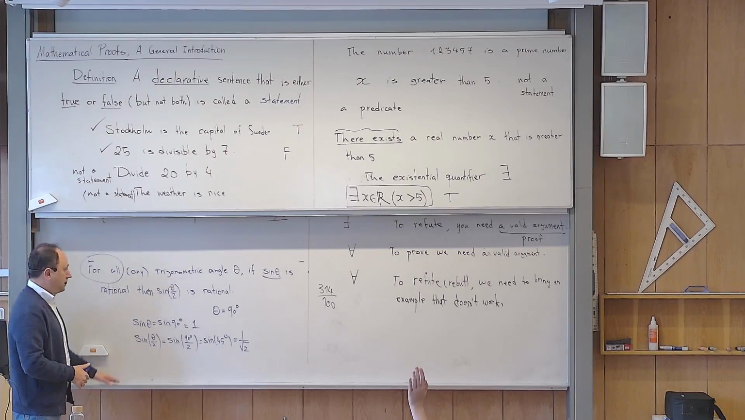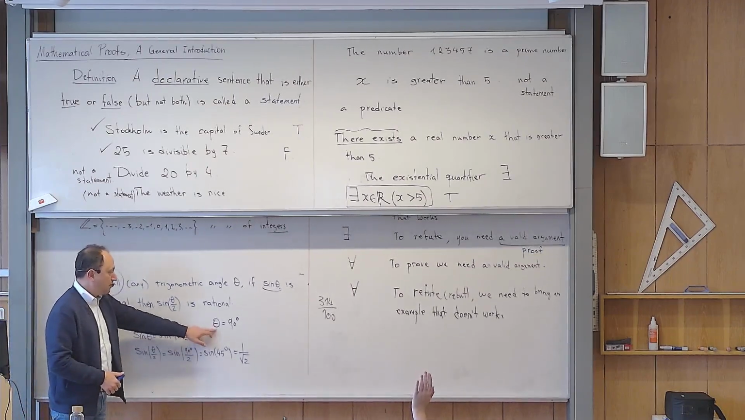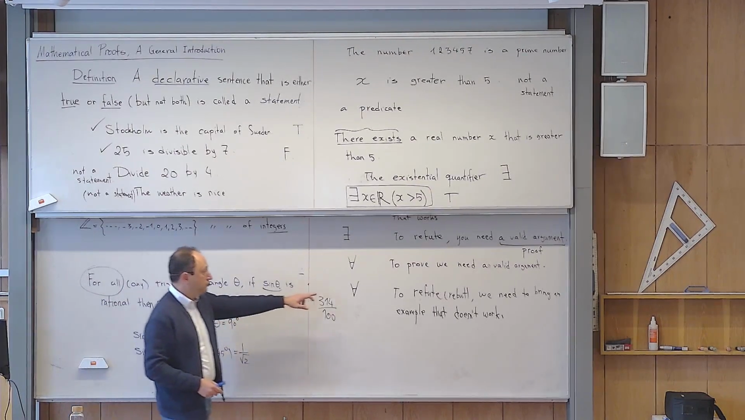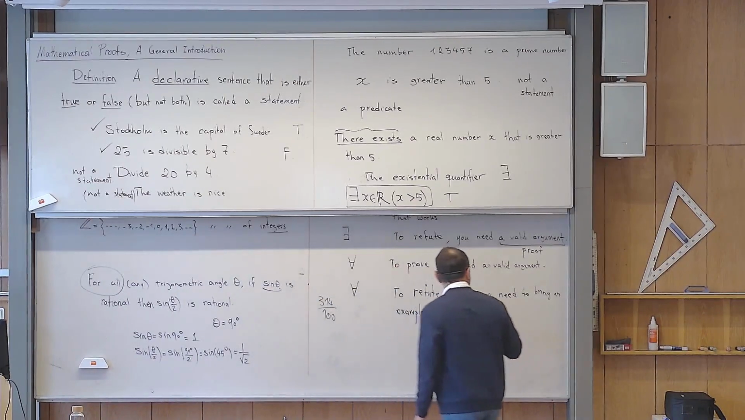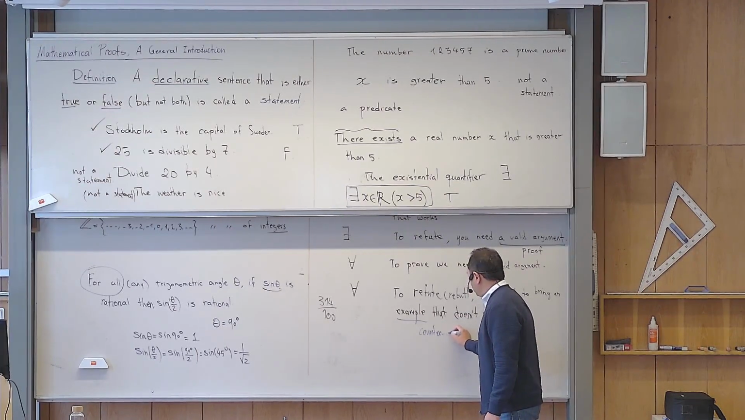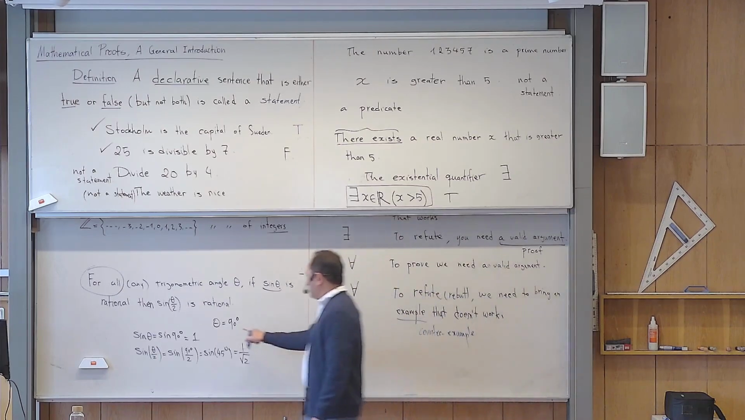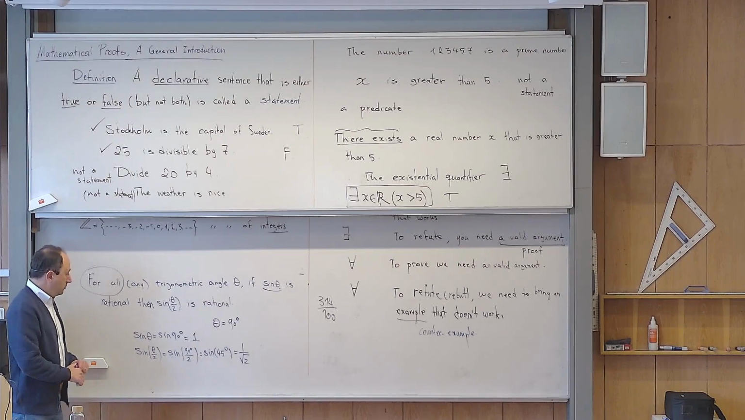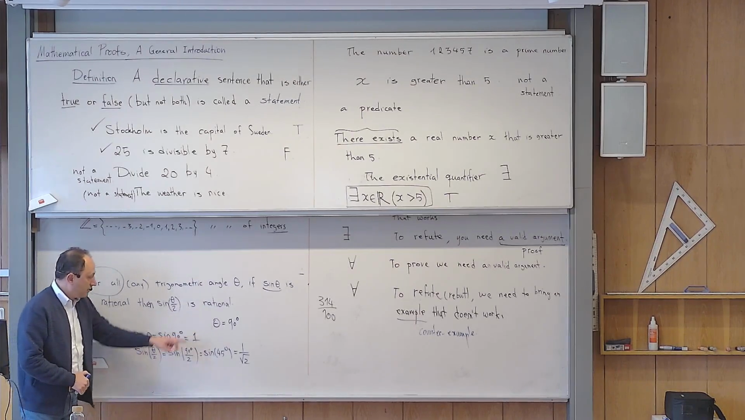And now, do you agree that this is an example that shows that this is not correct? So this is called a counterexample. A counterexample that we use to refute. By the way, let me write. We need to bring an example. This example is called a counterexample. Okay? So this is the counterexample. Do you agree that this is a good counterexample? Why? Because sine of that angle is 1.